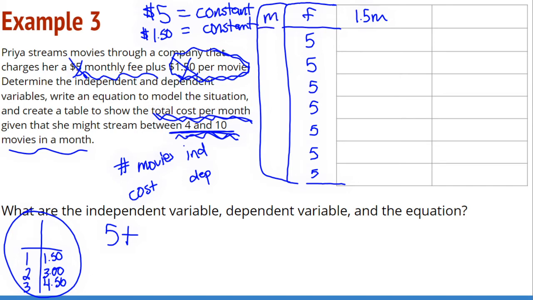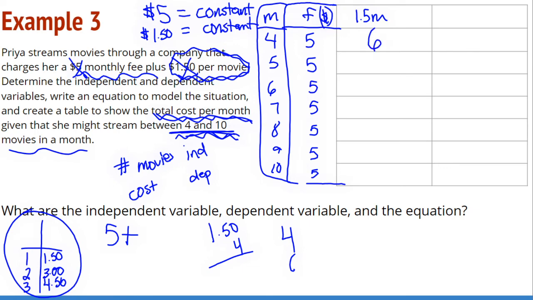Over here I've got the number of movies that she'll watch: 4, 5, 6, 7, 8, 9, 10. So the flat fee is in dollars. That price doesn't change. The price for the movies is going to change. So I've got 4 times $1.50. $1.50 times 4, well, let's see, that's going to be $4 plus 2 more dollars. That's going to be $6.